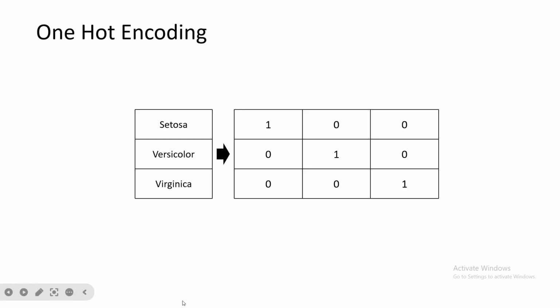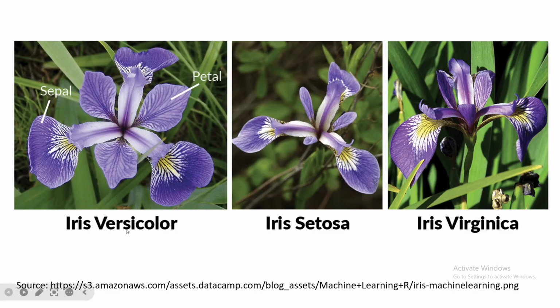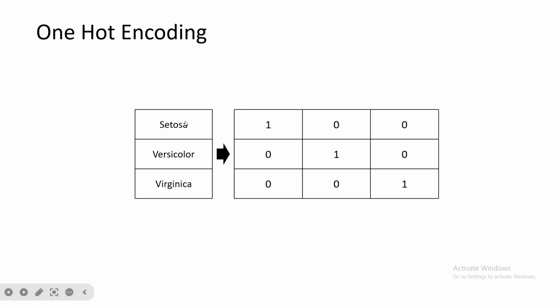So we have seen this sepal length and sepal width. Now we also know in the data set that there are only three classes, as you can see over here: versicolor, setosa, and virginica. Setosa is given the representation 100, versicolor is given 010, and virginica is given 001. So anytime we have setosa, we will not be saying setosa, because computers don't understand text. We will be saying 100, and same for versicolor and virginica.